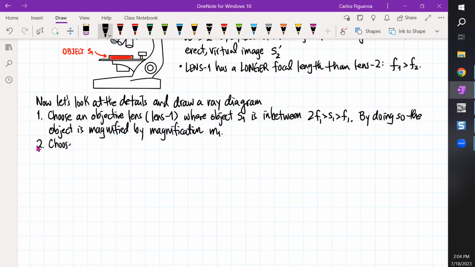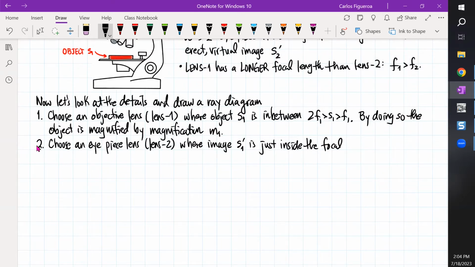2. Now we choose an eyepiece lens, which is what we call lens 2, where image S1 prime is just inside the focal point of F2, such that F2 is greater than S2, but remember, S2 is now proportional to S1 prime.